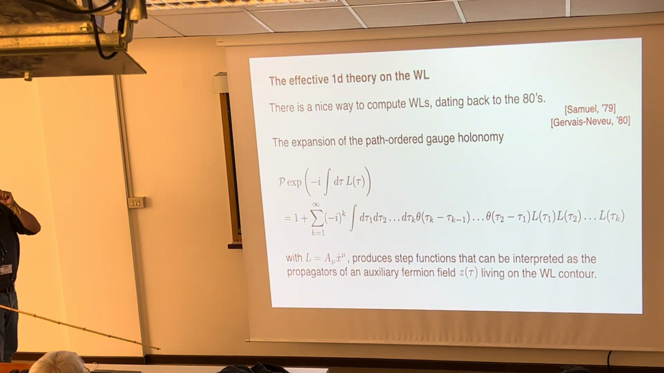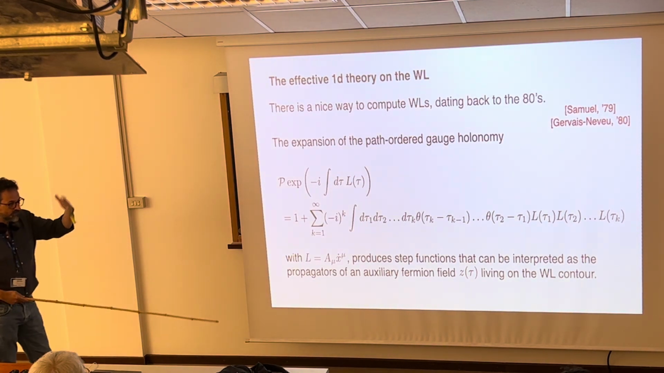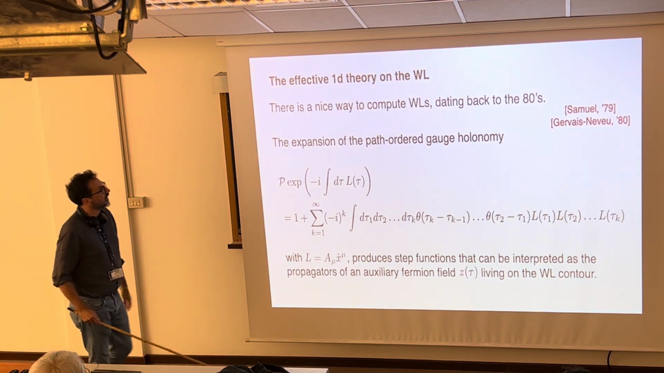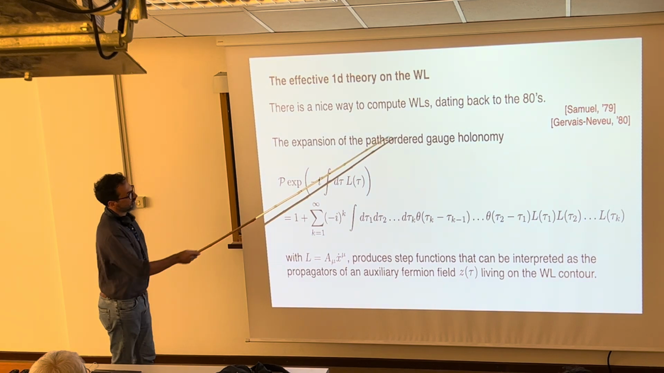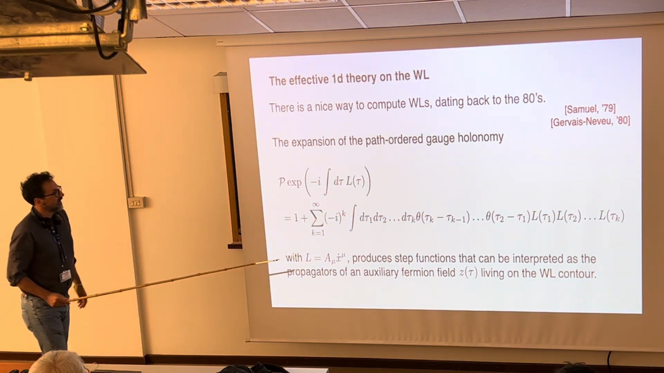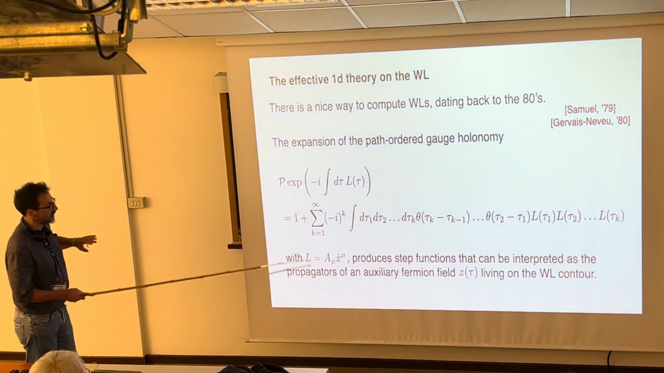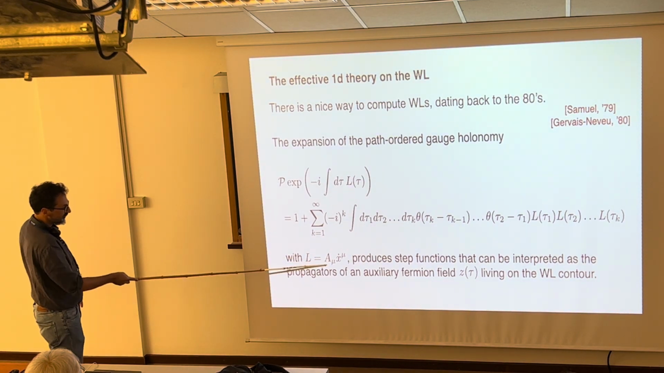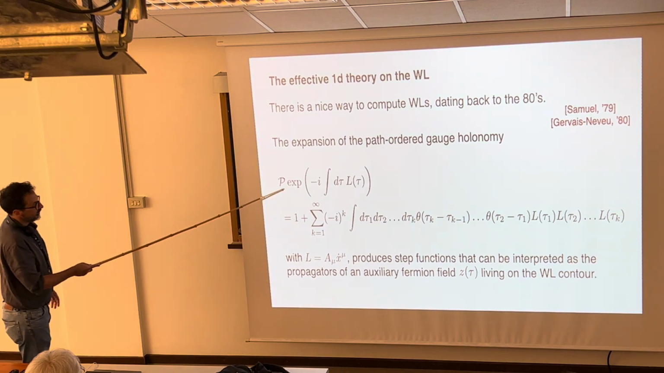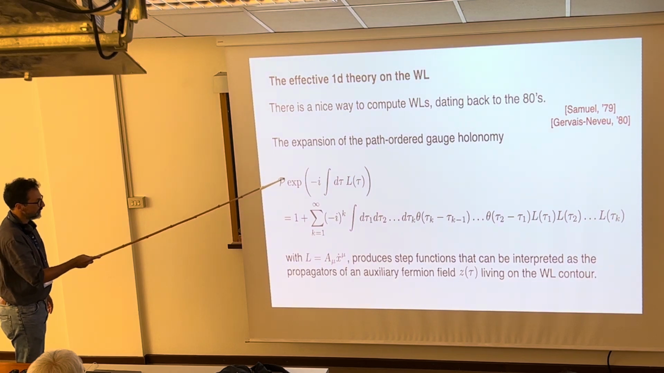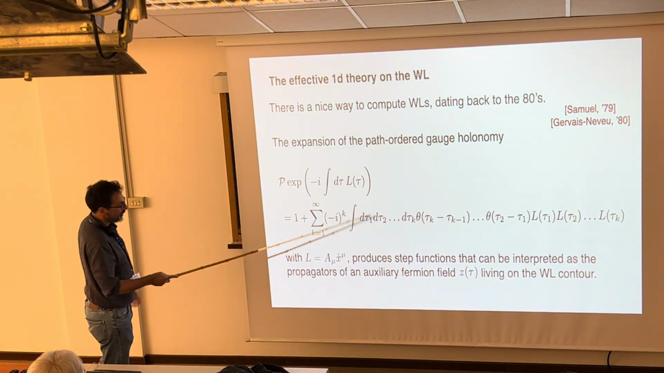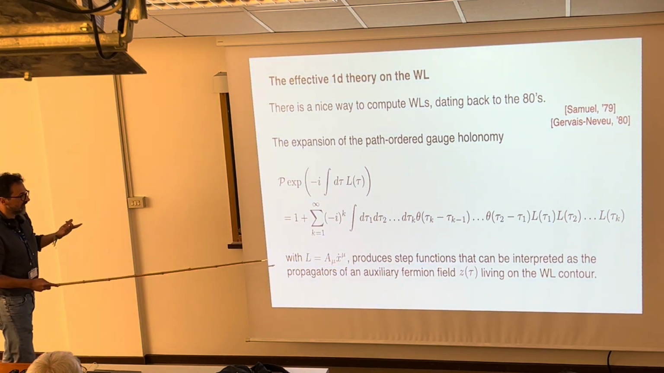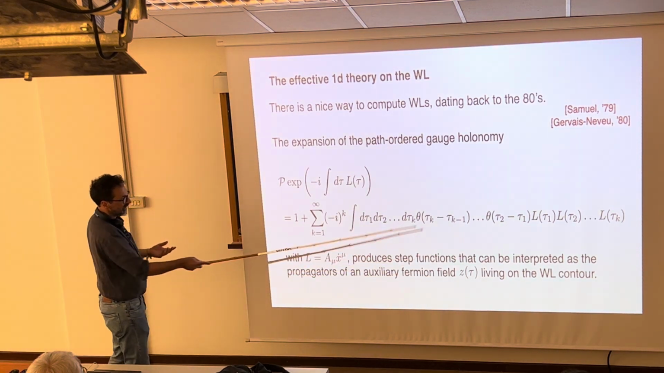So how do we compute, for example, the expectation value of these Wilson loops, or do all the computations that we did? The way is to reduce this computation to an effective one-dimensional theory on the Wilson loop contour, which was introduced for QCD way back in the 80s. The idea is the following. Forget about supersymmetric Wilson loops, just think about ordinary Wilson loops in QCD. You have a connection, which is just the gauge field. Crucially, there is the path ordering of the exponential. When you expand the exponential, you have to order the tau parameters, which you can do by introducing step functions. You can reinterpret these step functions as the propagators of some auxiliary fermion field zeta, which lives on the Wilson loop contour.